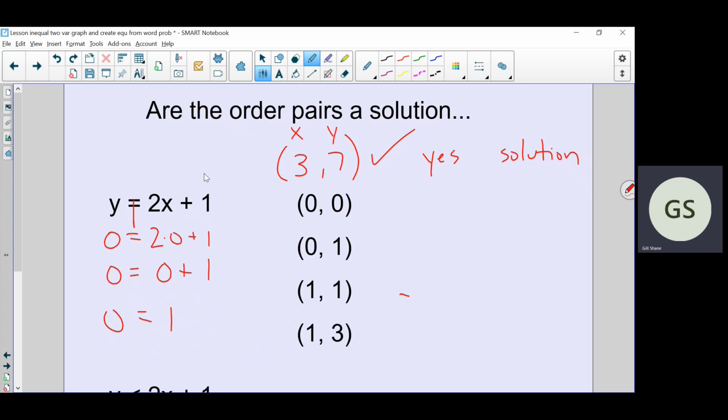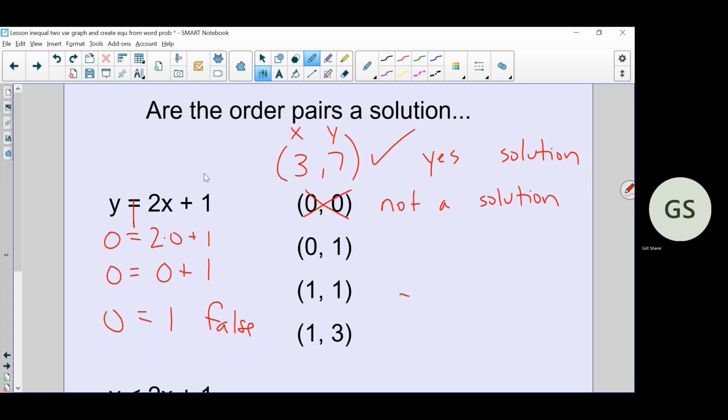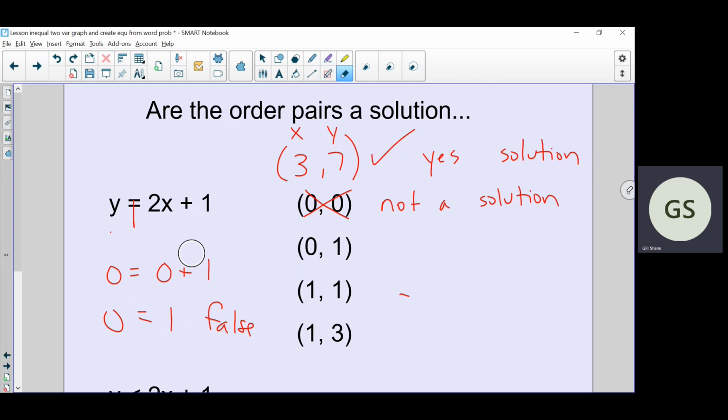I hope you know that. Sometimes I ask that question and kids stare at me like deer in headlights. 0 does not equal 1. That is false. False, false, false. So if it is a false statement, then that is not a solution, which means it's not on the line. They mean the same thing. Not a solution means not on the line also. I'm going to show you something in a minute. I don't want to give it away too early.